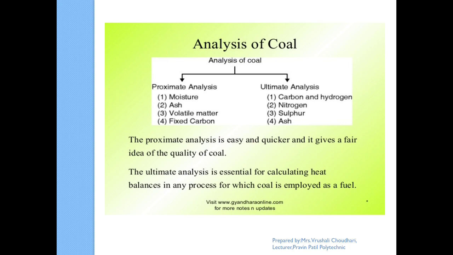Proximate analysis is easy and quicker. It gives a fair idea about the quality of the coal, while ultimate analysis gives you higher knowledge regarding the chemical composition, and we require a proper setup to calculate the exact amount to know the quality of coal.